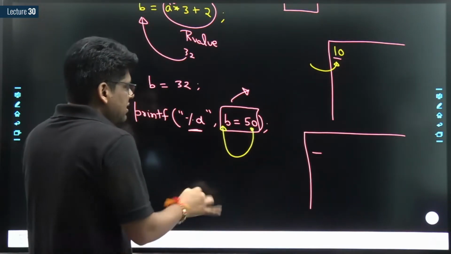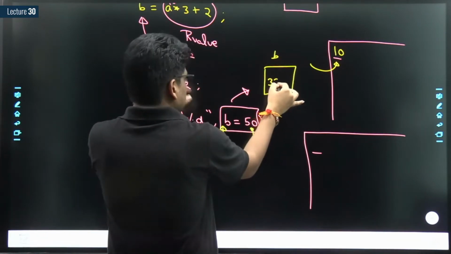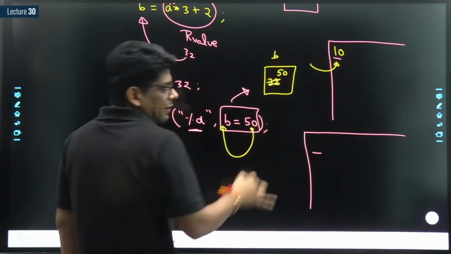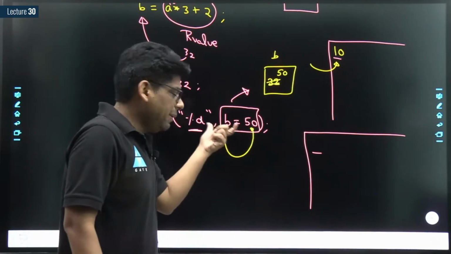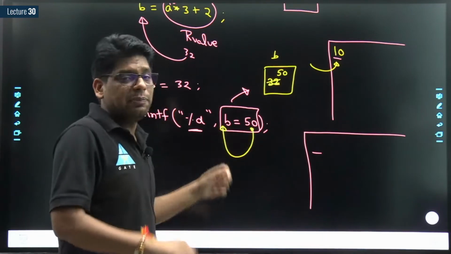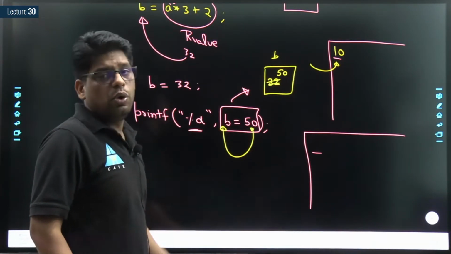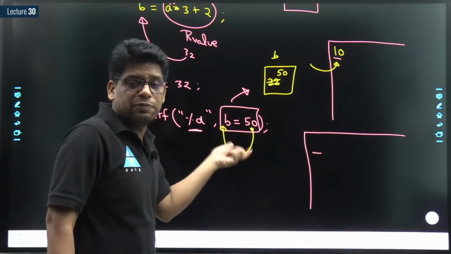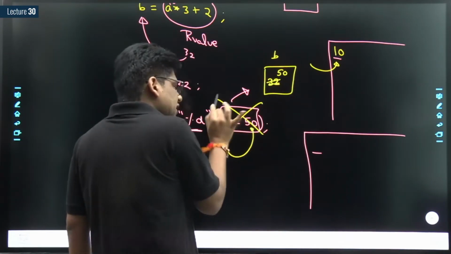Sir, that means we are saying something like this. Okay, b is having 32 as the old value. We are saying assign this value. But just because an assignment statement is not only a statement, it is an expression. That means, sir, once it is done, if the compiler asks you, hey, what is the value associated with this expression? Sir, the value associated with this expression is the value which gets assigned.